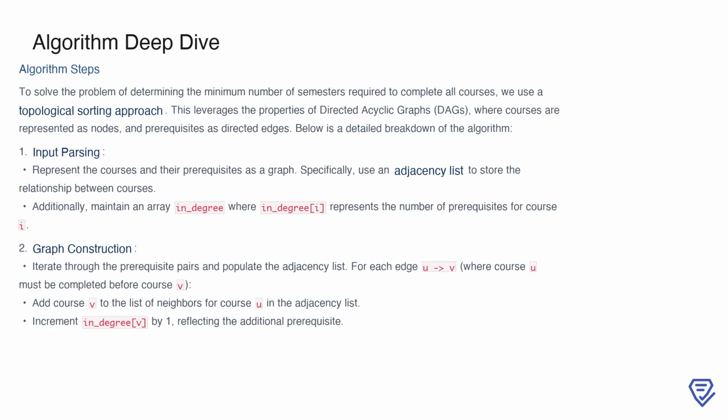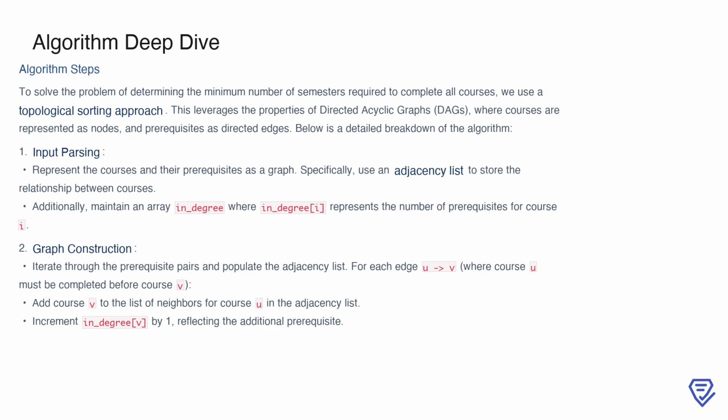To determine the minimum number of semesters required to complete all courses, we use a topological sorting approach, which is particularly well-suited for problems involving directed acyclic graphs, or DAGs. Here, each course is represented as a node, and prerequisites are represented as directed edges connecting these nodes. The first step involves input parsing.